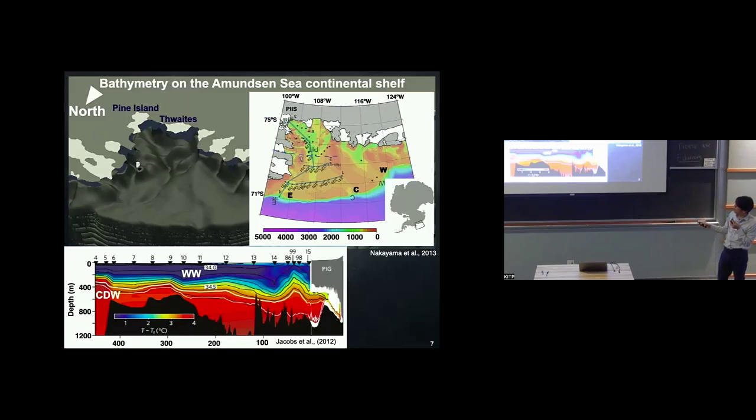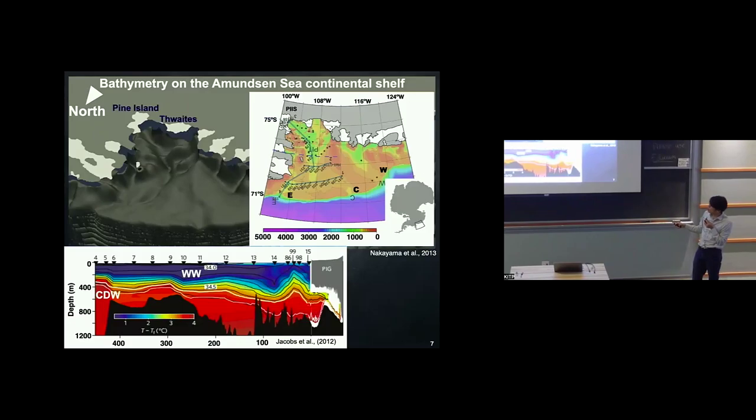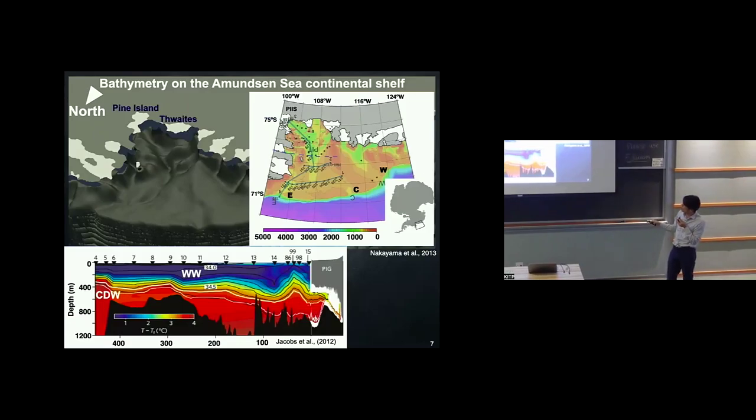There are two connections to the open water. One is here. This is called the eastern trough. This is the central trough. But there's a deep depression connected to the open water. So when you think about this, the warm circumpolar deep water is actually following these troughs and flowing all the way towards the ice shelf cavity. That's how it works here.